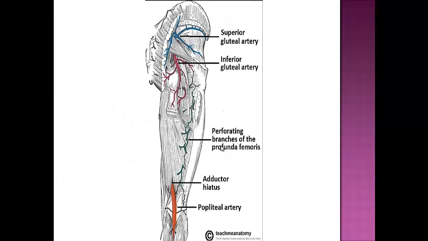And these perforating branches supply the posterior compartment and the medial compartment of the thigh. Okay, so you can see here you've got the perforating branches of the profunda femoris. They're passing to the posterior compartments of the thigh. Okay, and then you can't see them here, but there's a couple that are also going to be passing to the medial compartment. And here you've got the adductor hiatus with the femoral artery passing through it.